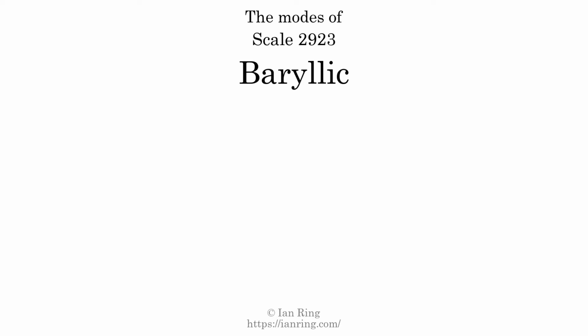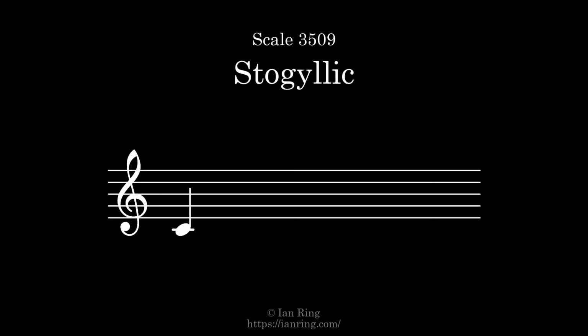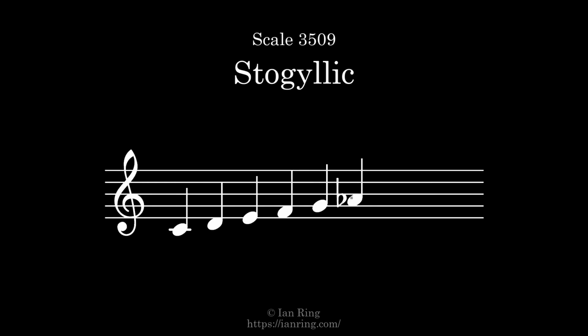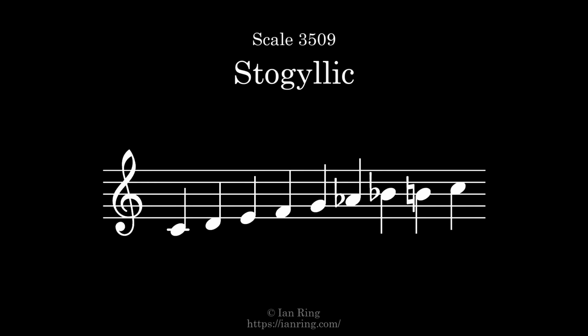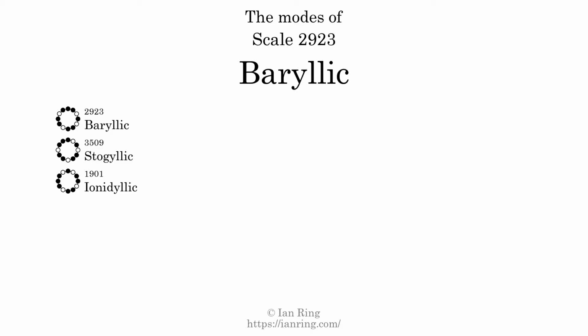This scale has 8 modes. The first mode is itself. The second mode is scale 3509, also known as Baryllic. It sounds like this. The third mode is scale 1901, also known as Baryllic. It sounds like this.